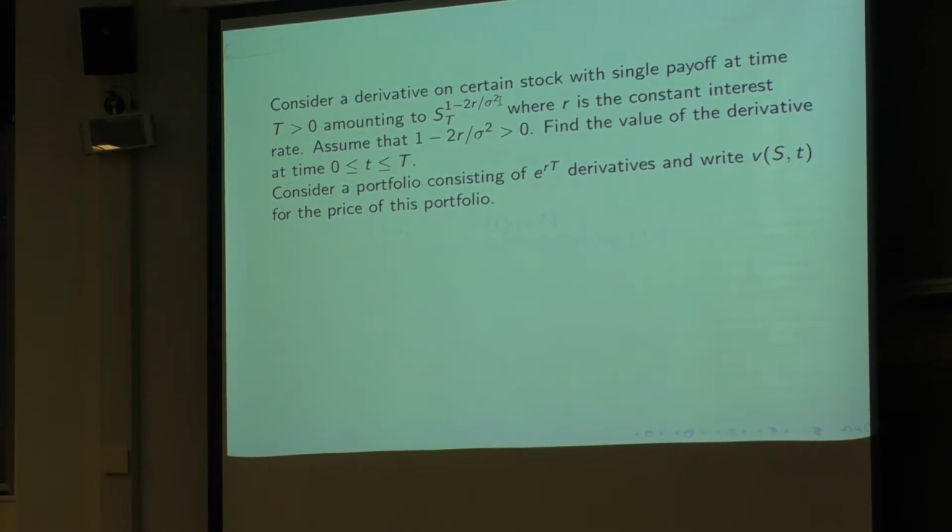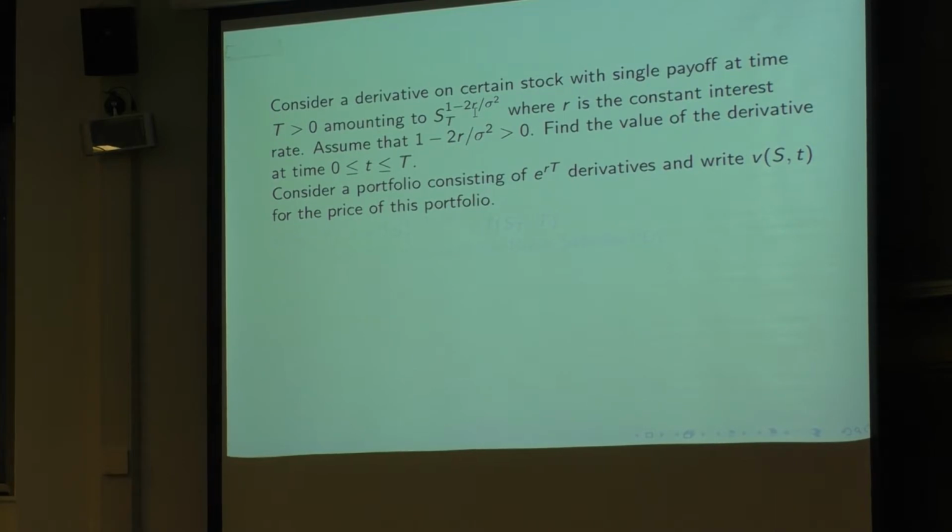The same sigma you observe in the Black-Scholes partial differential equation. So we have this derivative that is going to pay us this much at time T. And we're going to assume that this makes sense, so I want this number over here to be positive, and I'm going to find for you the price of this derivative at any time between 0 and expiration.